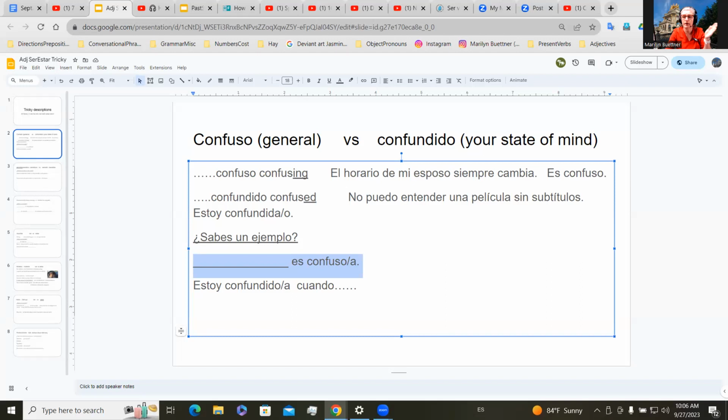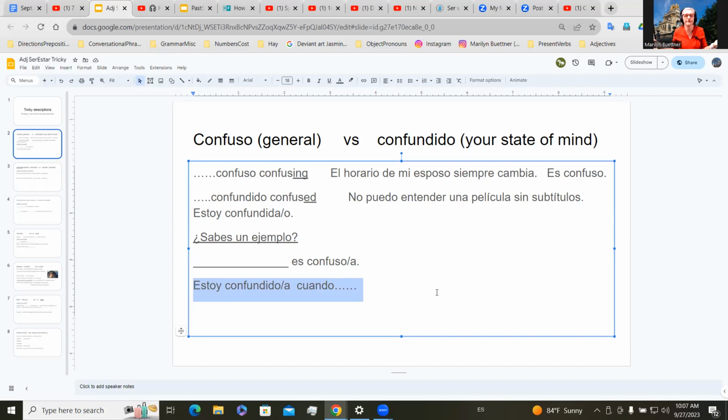Bien. Confundido. Estoy confundido, o estoy confundida. Depende. ¿Cuándo? Sí, Mariana. Estoy confundido cuando uso el tiempo pasado en español. Eso es, muy bien. Estoy confundida, because you're talking about yourself and how you feel. It's got to go to talking about a lady. Same thing as estoy cansado versus estoy cansada. Same kind of usage.